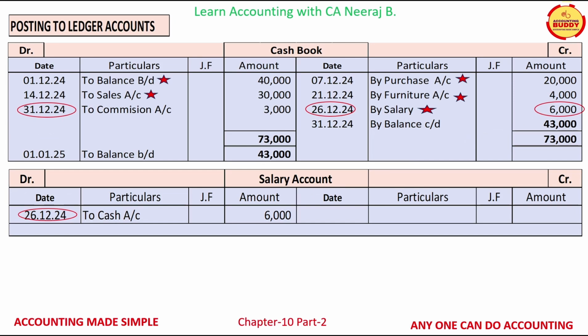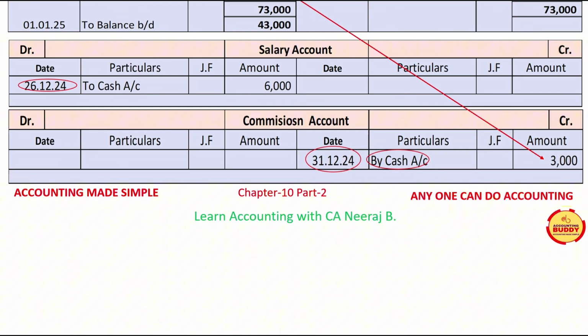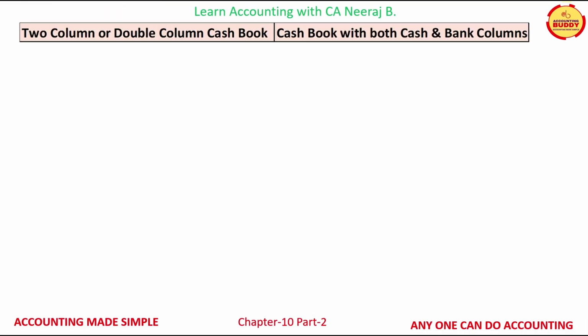On 31st December, business received commission amounting to $3,000. This entry of $3,000 is posted on the credit side of the commission account on 31st December by writing the words "by cash account." Let us now know about two column or double column cash book.